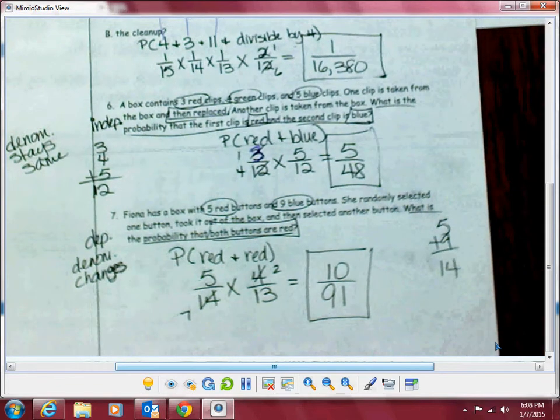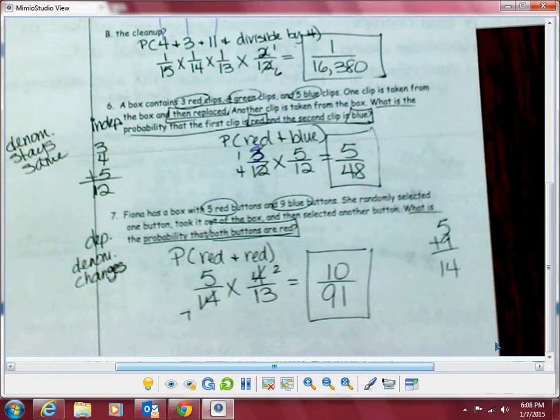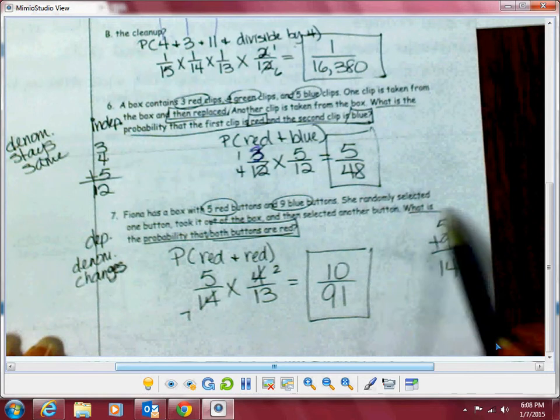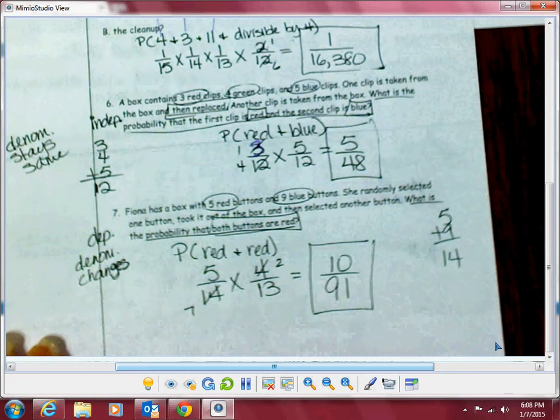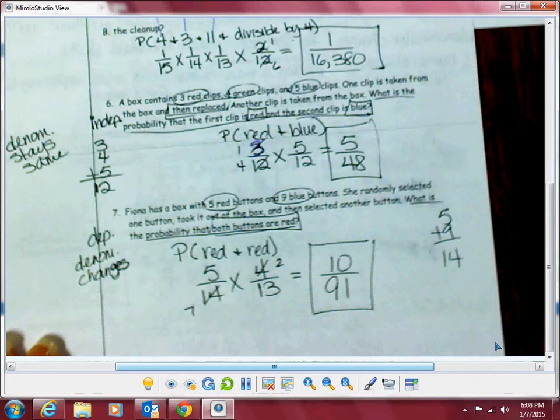Number 7, we have 5 red, 9 blue buttons. Randomly select the button, took it out of the box, and then selected another. Did not say we put it back in the box. So that means we didn't replace it. It's dependent probability. Denominator is going to change. So it wants the probability that both buttons are red. Remember, both means 2. So that means red and a red.